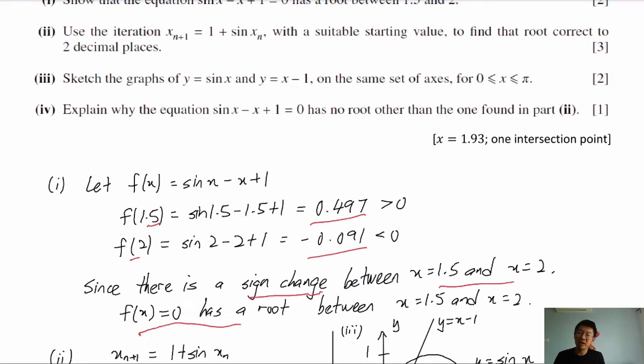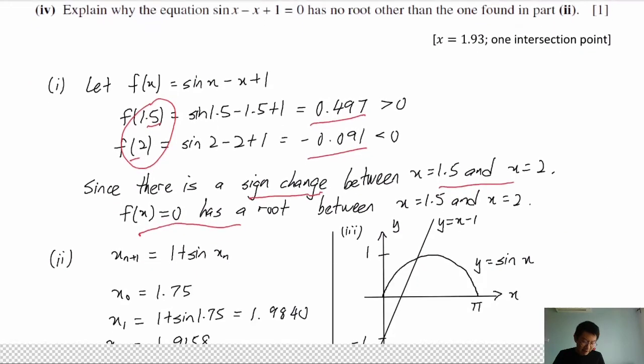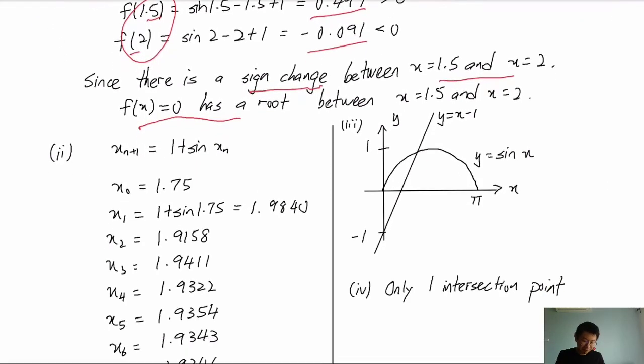So for this one, they gave us the iterative formula, but they never gave us a starting value. In this case, for the starting value, we can use any value that we like from 1.5 to 2. You can either use 1.5, use 2, or any value just in between that. In my case, I will use 1.75.